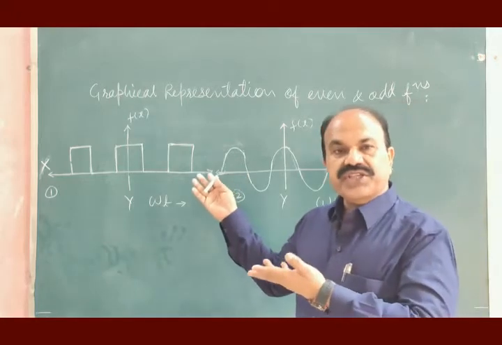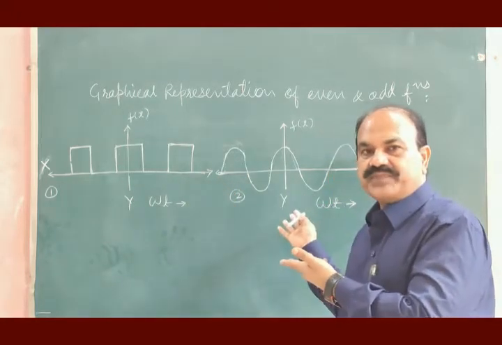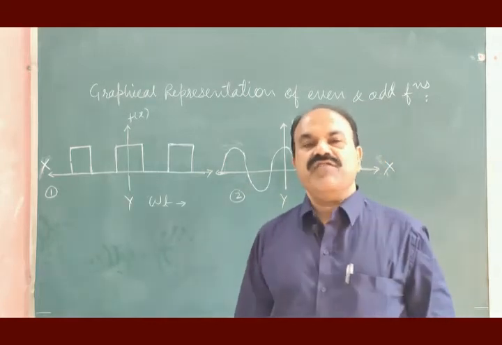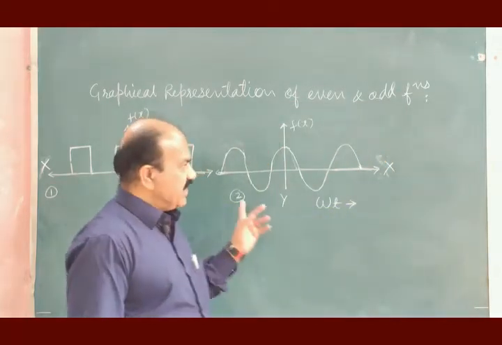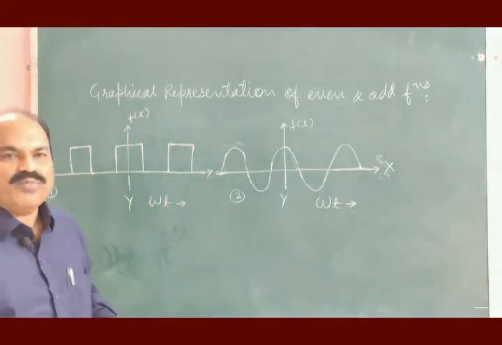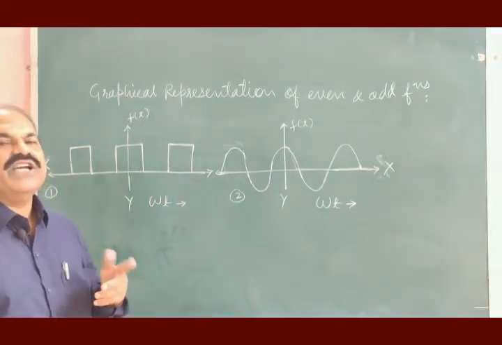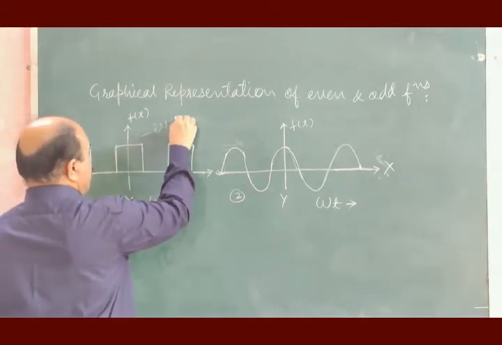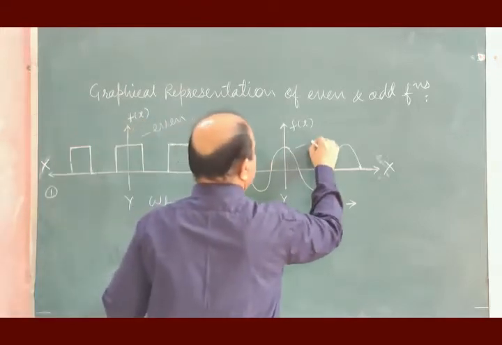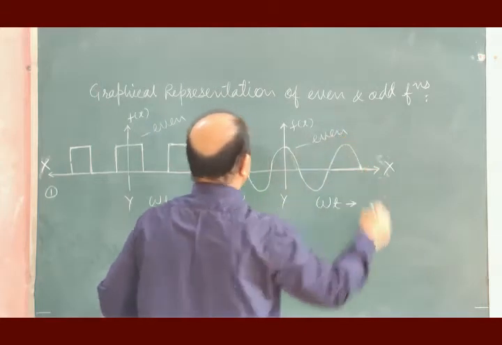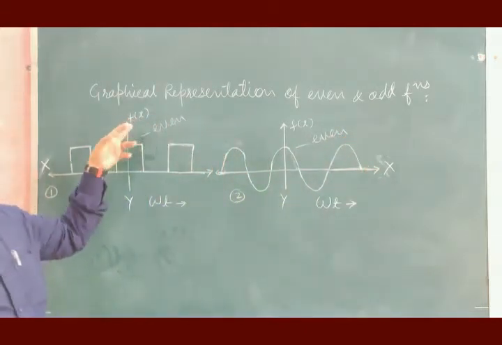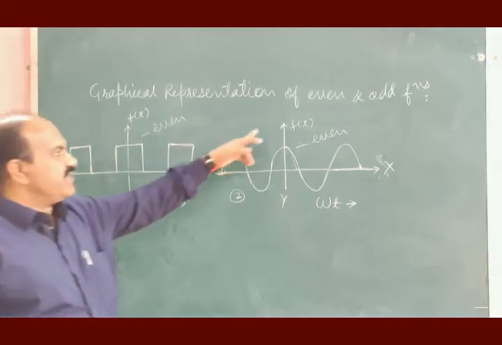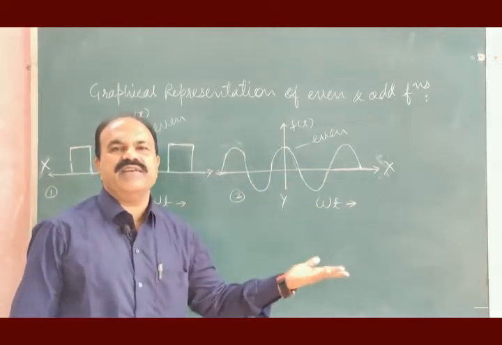If you see this type of waveforms, they represent even functions. So this is even function. This is also even function. That is, function f of x is even. This function f of x varies this way. This function f of x varies this way.